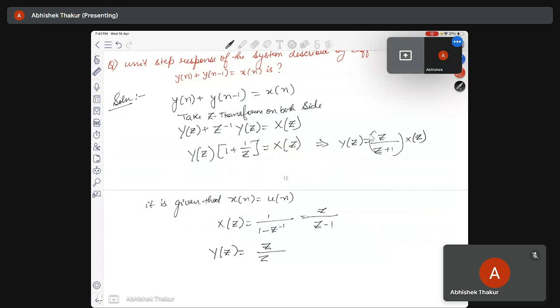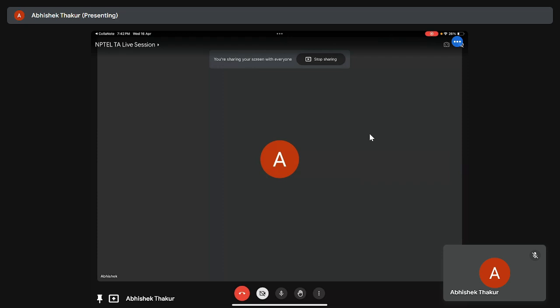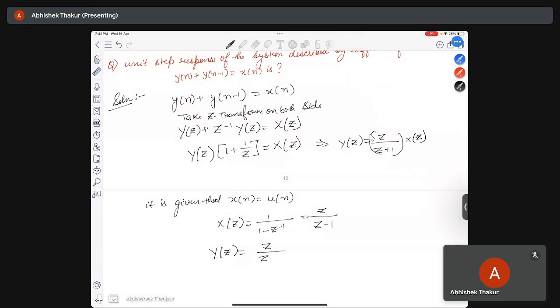Z by z plus 1 into z by z minus 1. So this will become z square by z square minus 1.